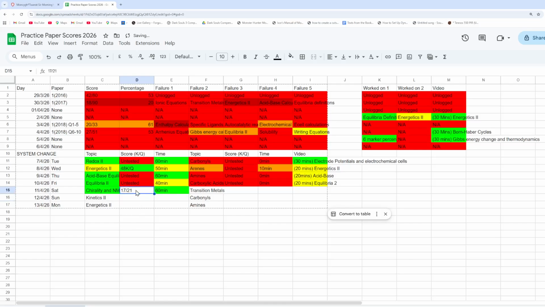So I can score myself there, which is as a percentage. I should do that for this one actually. So I believe my percentage was 84. So I'm going to score 84 there. And then let's just quickly calculate what that's going to be. So 17 out of 21 is 81%. So pretty happy with that.